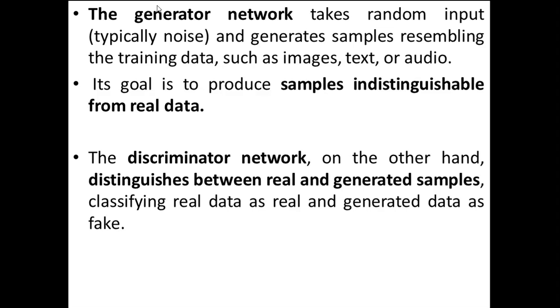The discriminator will try not to be fooled by identifying fake data from real data. The generator's aim is to fool the discriminator by producing data that are similar to those in the training set.